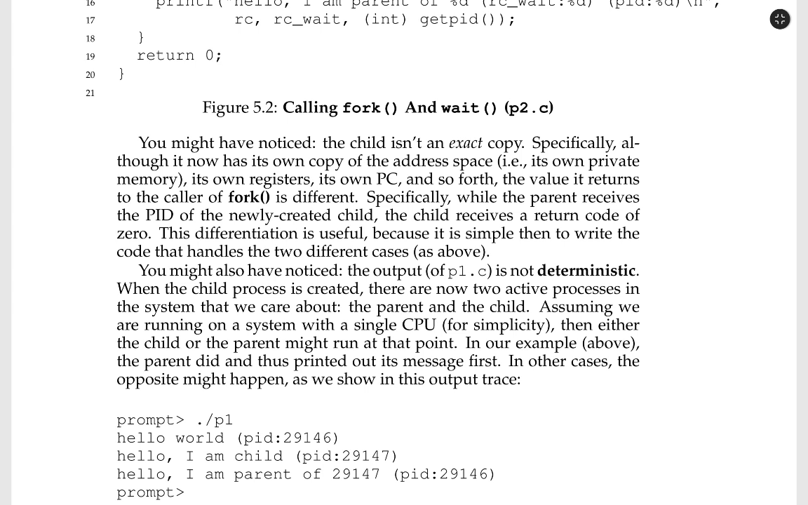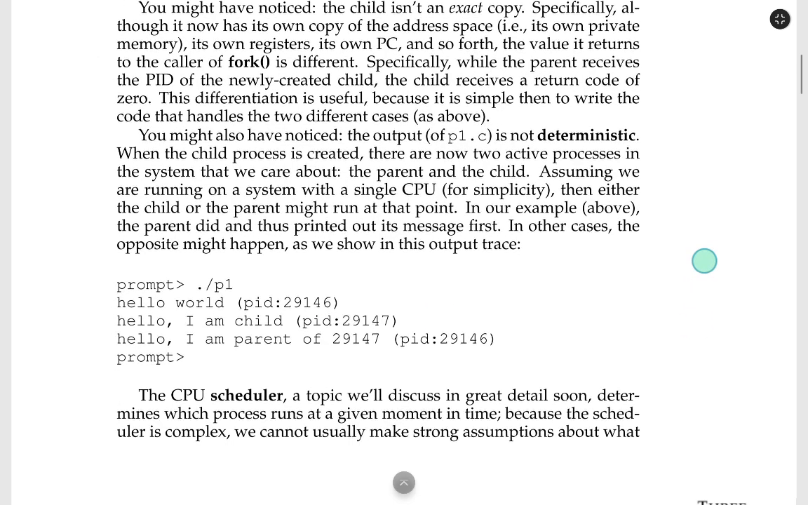You might also have noticed the output of p1.c is not deterministic. When the child is created, there are two active processes in the system that we care about, the parent and the child. Assuming we are running on a system with a single CPU, for simplicity, then either the child or the parent might run at that point. In our example above, the parent did and thus printed out its message first. In other cases, the opposite might happen, as we show in this output trace.